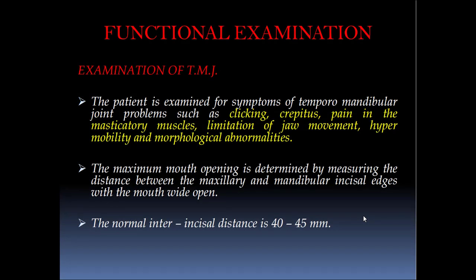Then coming to examination of TMJ, in this the patient is examined for symptoms like clicking, crepitus, pain in the masticatory muscles, limitation of jaw movement, hypermobility, and morphological abnormalities. The maximum mouth opening is determined by measuring the distance between maxillary and mandibular incisal edges with the mouth wide open. Normal interincisal distance is 40 to 45 mm.